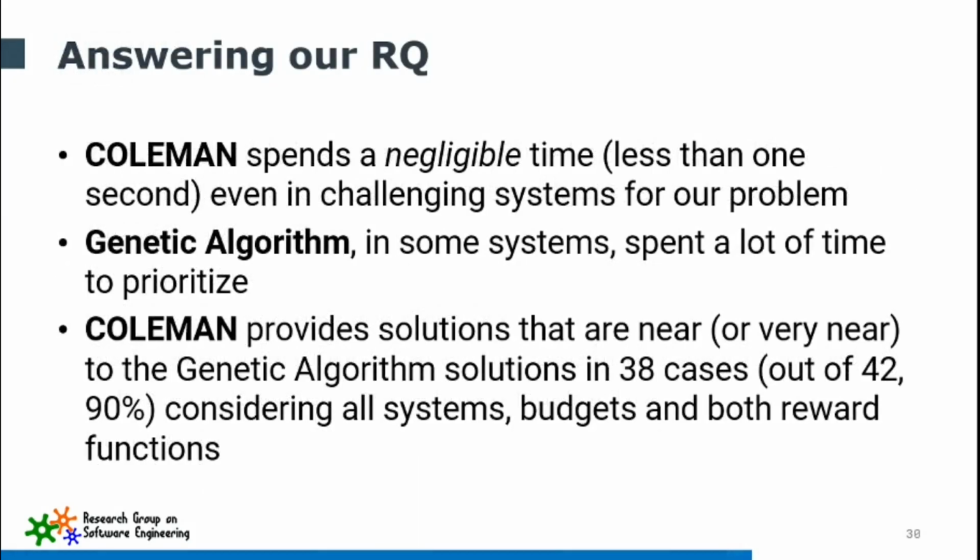Considering the analysis reported, we can conclude that the prioritization time had no significant negative impact on the COLEMAN solutions. The time spent by COLEMAN to prioritize is negligible. This metric also helped to observe the difficulty inherent to our problem through the values reported by the genetic algorithm. This algorithm in some systems spends a lot of time to prioritize. Finally, COLEMAN provides solutions that are near or very near to genetic algorithm solutions in 90% of the cases, considering all systems, budgets, and both reward functions.